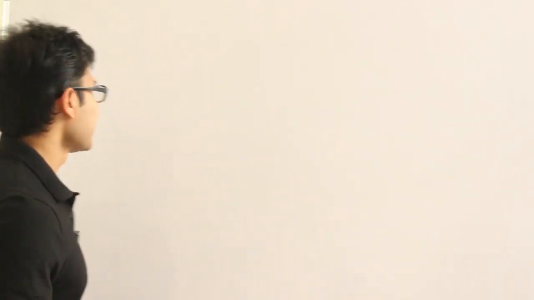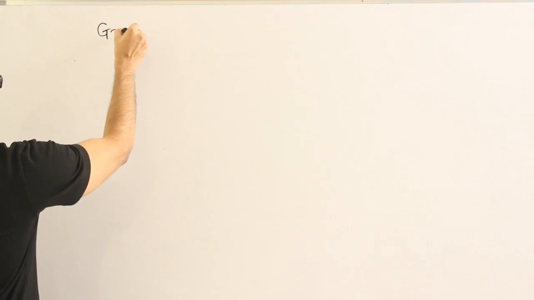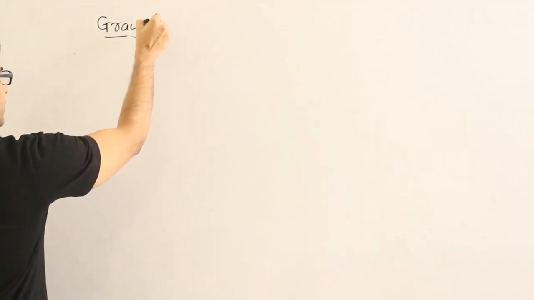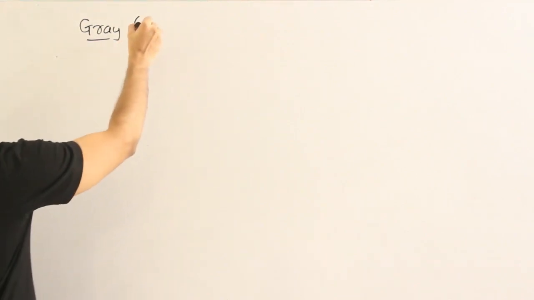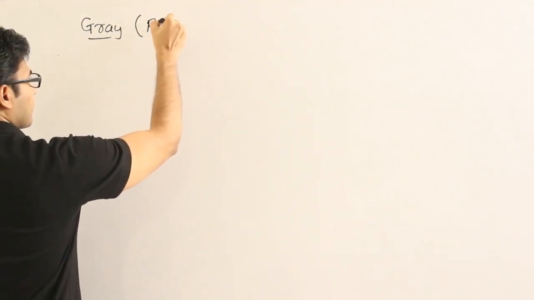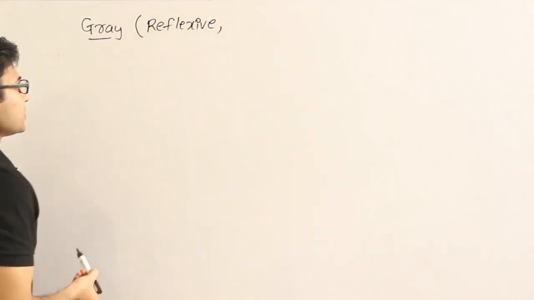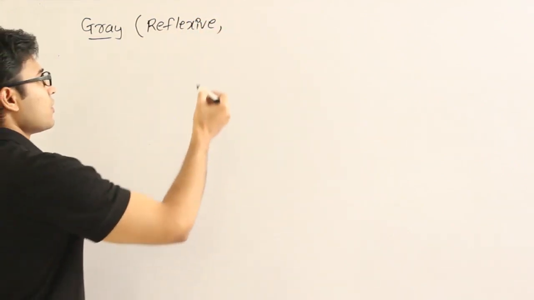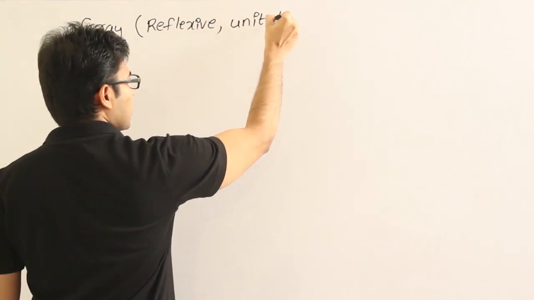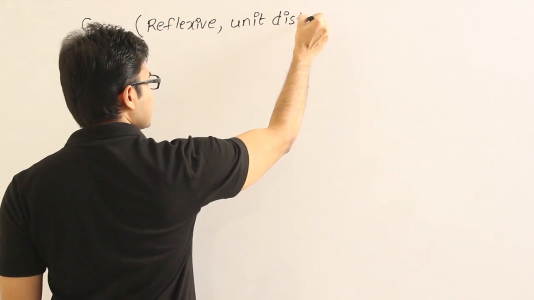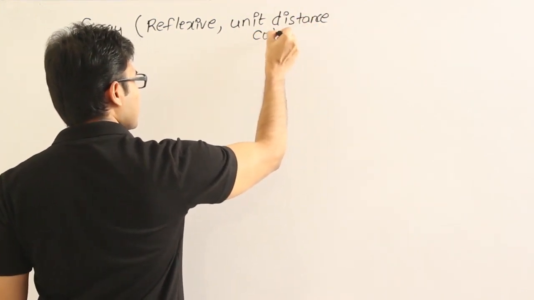Now let's see gray code. What are the properties of gray code and why is it important? It has several properties. One property is that it is reflexive, and the other one is that it has unit distance. It is also called a unit distance code. I'll tell you what they mean.